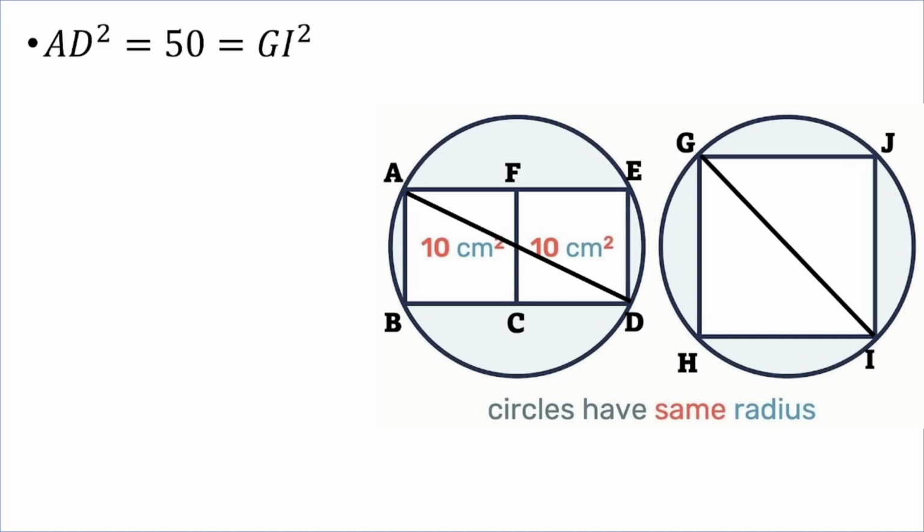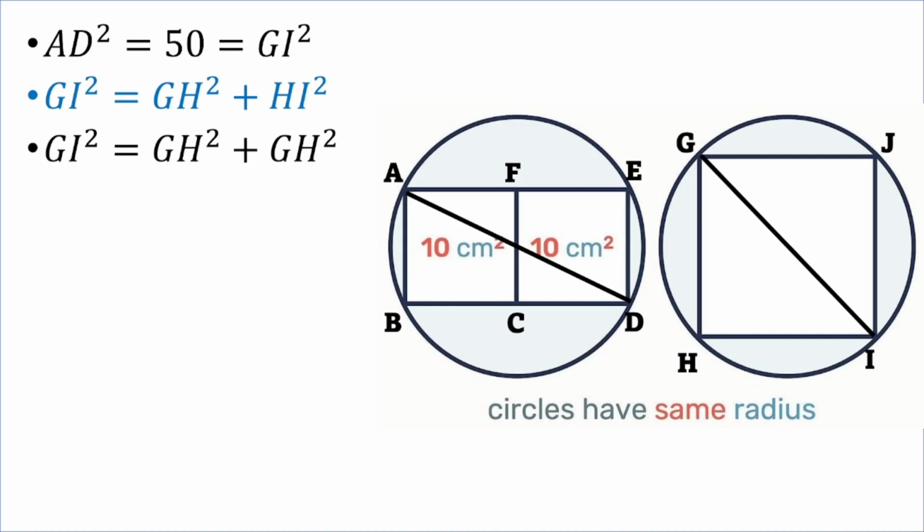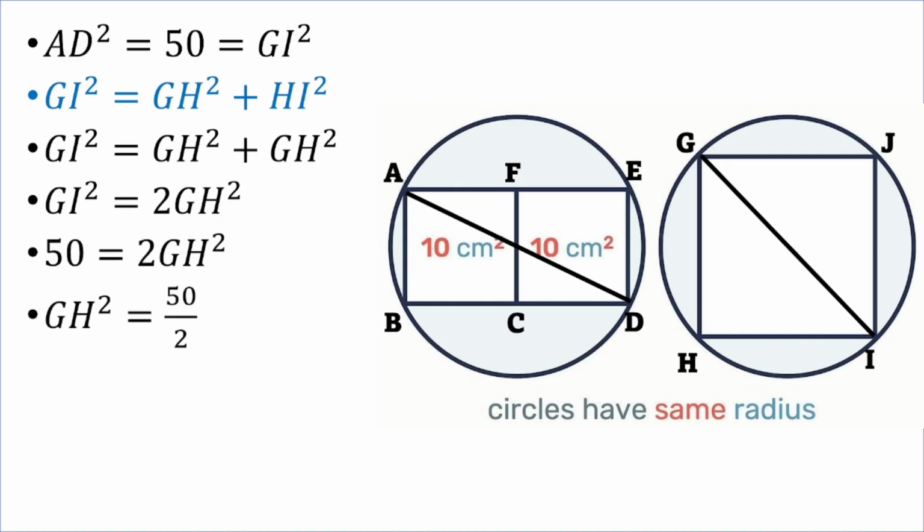So moving on, we also know on the right side, the Pythagoras theorem will apply again. So the square of GI will be equal to the square of GH plus the square of HI. But since that is a square, GH and HI will be the same. So GH squared plus GH squared will give you 2GH squared. Now GI squared we know is 50. And if we divide that by 2, we get 25.